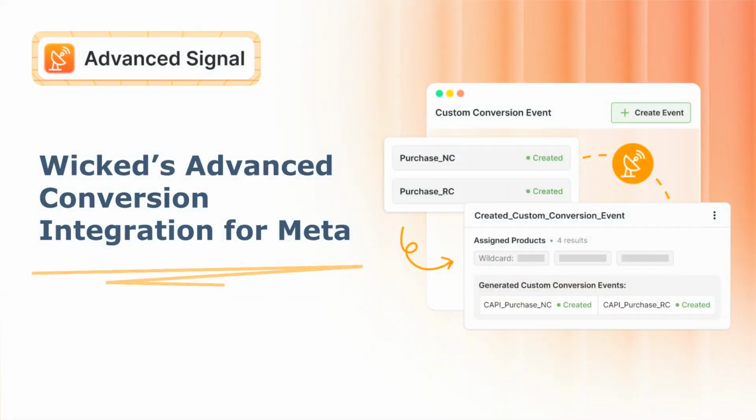With Wicked's Meta Advanced Signal, you can finally tell Facebook which conversions really matter. New customer purchases, repeat customers, or even product-specific purchases. This is how you gain control over Meta's ever-evolving algorithm and maximize your profits.